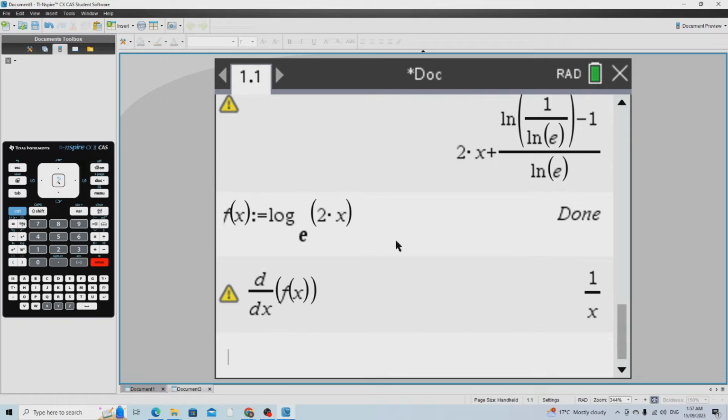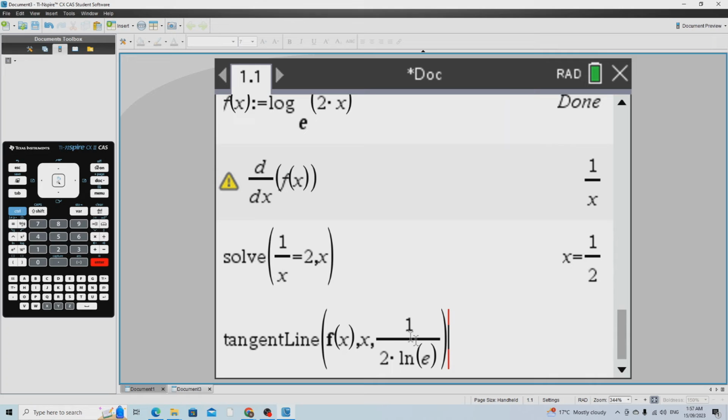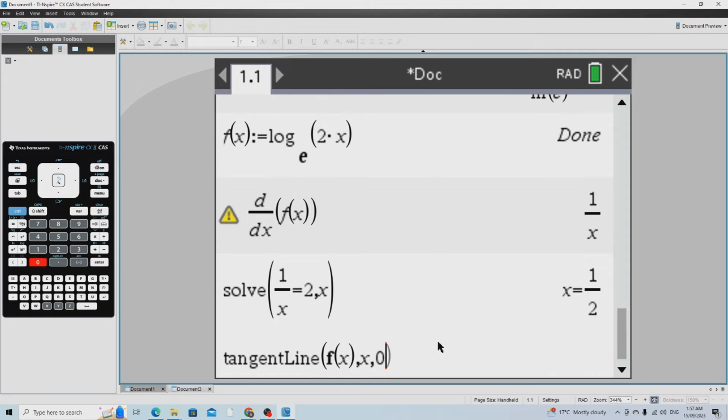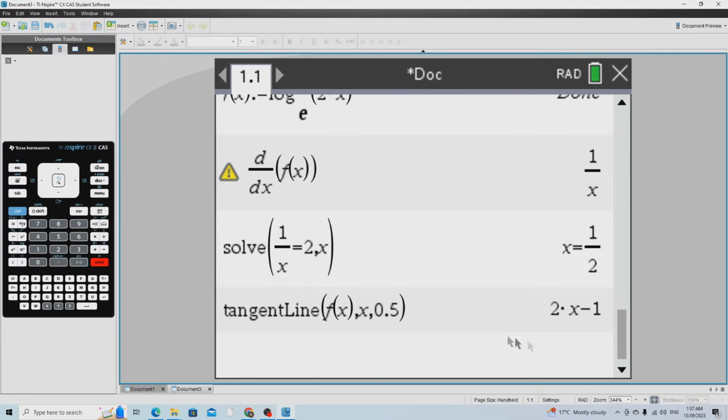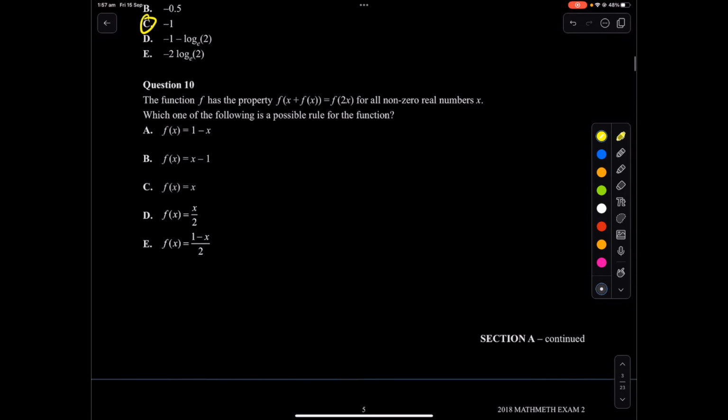Okay, so if I do this, it's 1 over x. If we solve this answer equals 2 for x, we get half. So this half is what we're going to use here, 0.5. When we sub in 0, -1 is where it'll cross. So C is your answer. Make sure to avoid basic mistakes by using the calculator.